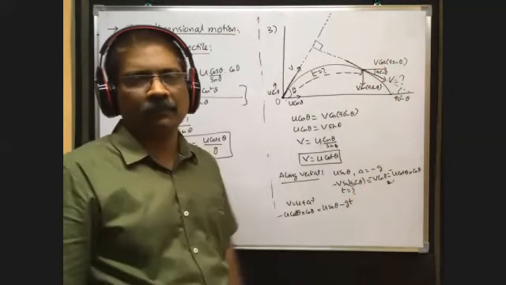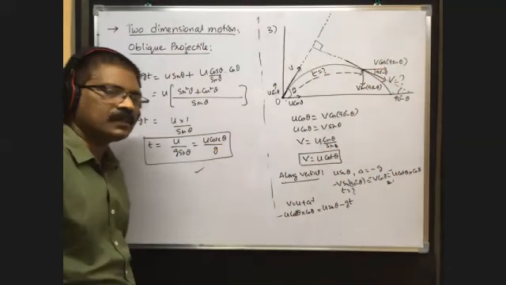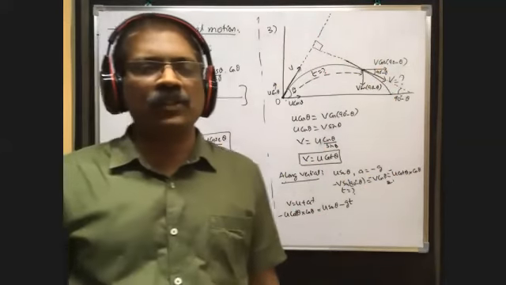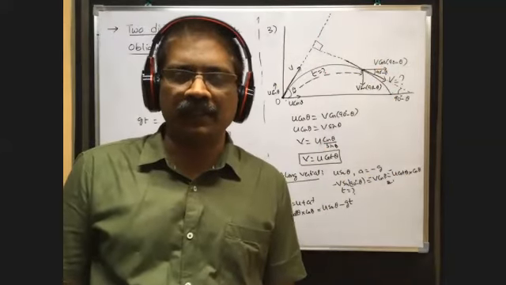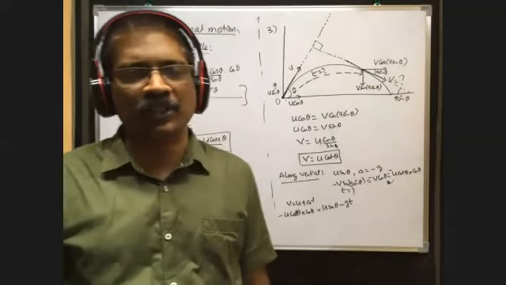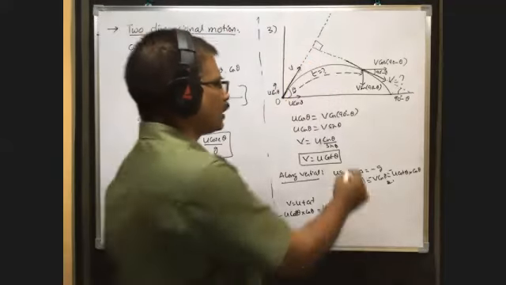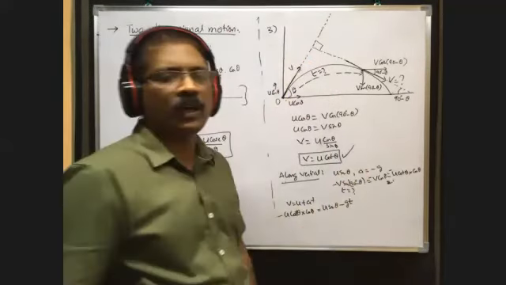We forgot previously, so minus sign. Then we got u cosecant theta by g. This is the time after which the direction of motion of the oblique projectile becomes perpendicular to the initial direction of motion. And whenever velocity becomes perpendicular to initial direction of motion, what is the velocity of the oblique projectile? It means u cot theta.